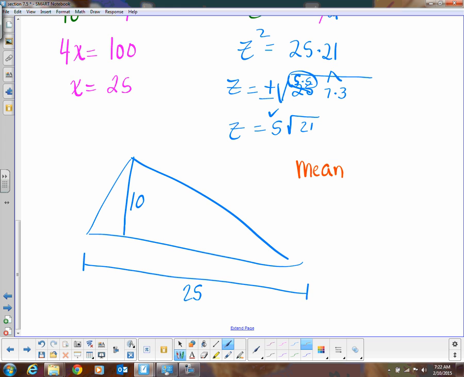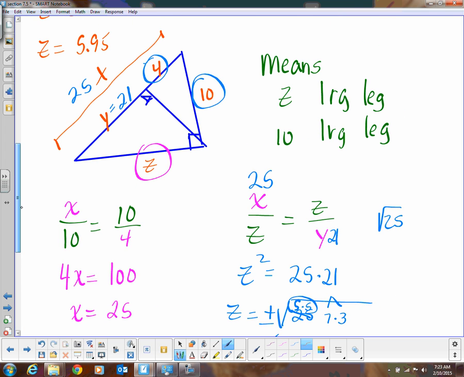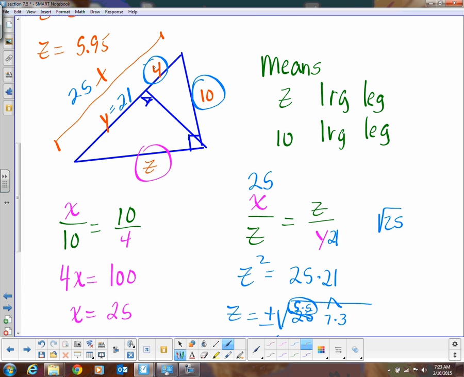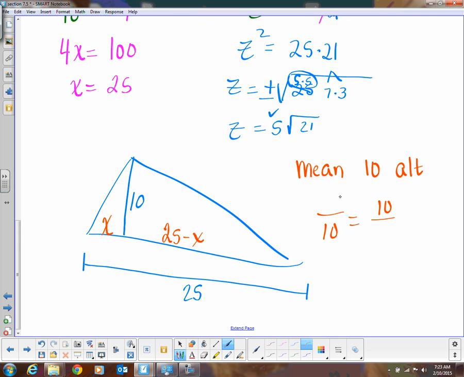Which one? 10, which is the altitude. So when we go to set this up, the altitude is the geometric mean, not between 25, but between the pieces of the hypotenuse, right? So if this is x, and the whole thing is 25, how do I get this? 25 minus x, just like we did up here. This was 25, that was 4. What did we do to get 21? Took whole minus part. So we're going to say x over 10 equals 10 over 25 minus x.